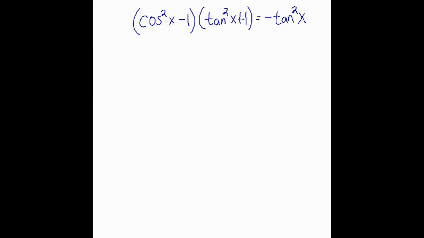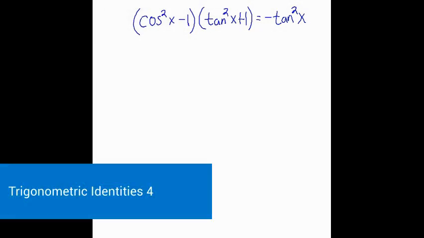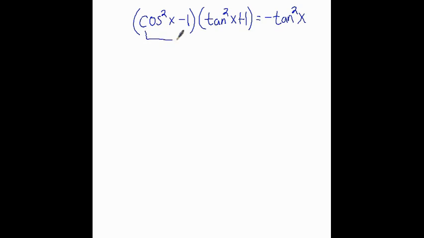Here we've got an interesting identity to try and prove or disprove. We've got two binomial terms here, and it's going to be tempting to want to FOIL it out, but take a close look at what we have here. This right here is just the negative of 1 minus cosine squared x, and if you remember your Pythagorean identities, this right here is just sine squared x.